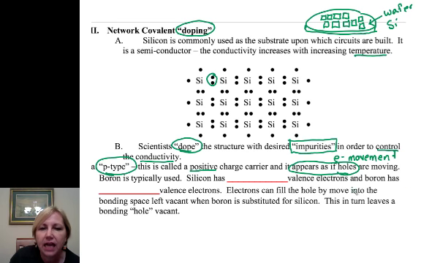Now, in a p-type dopant, boron is typically used. These are gases. This is actually the type of gas that my husband's facilities work with. And we'll use boron.